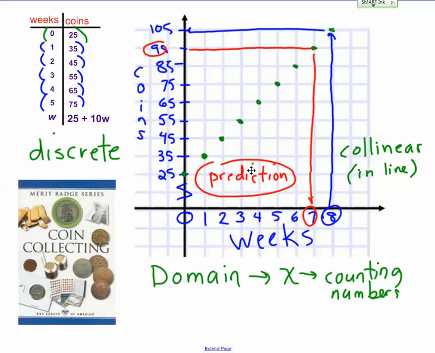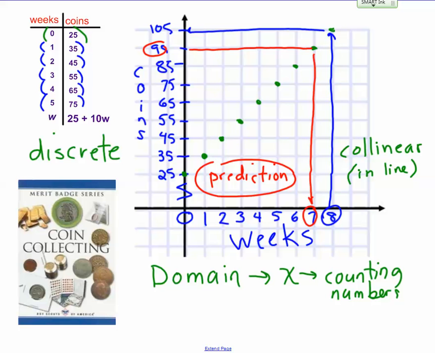And now we use our graph to make a prediction. I could say, how many weeks will it take Stephen to have 95 coins? So I go up to 95 on my y-axis. I go over to my green dot and down and see that that's 7 weeks. Or I can use it to predict, how many coins will Stephen have in 8 weeks? I go up to my dot, I go over to my y-axis, and I get 105. So the whole purpose of this graph is to see it visually and to use the graph to make predictions.